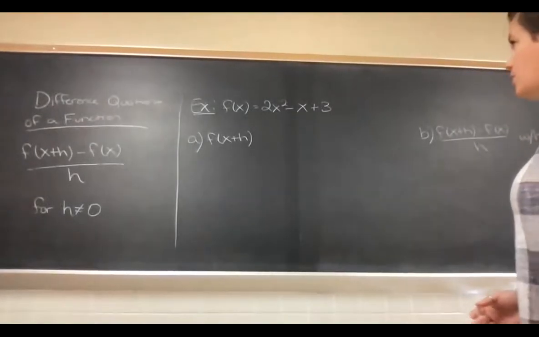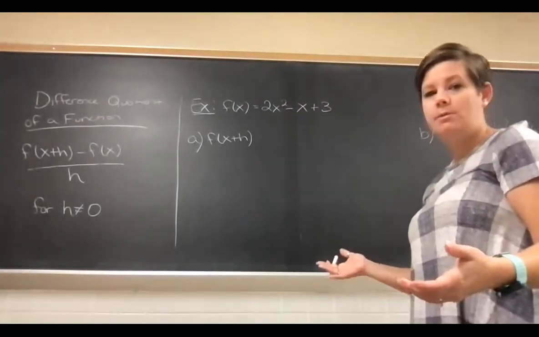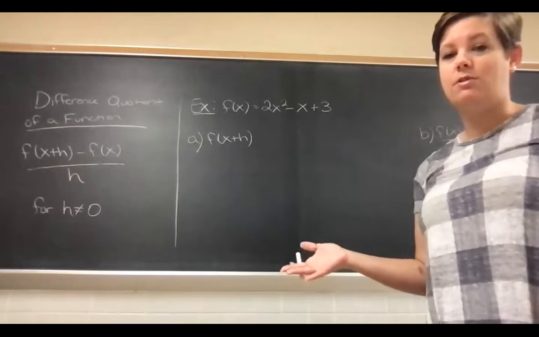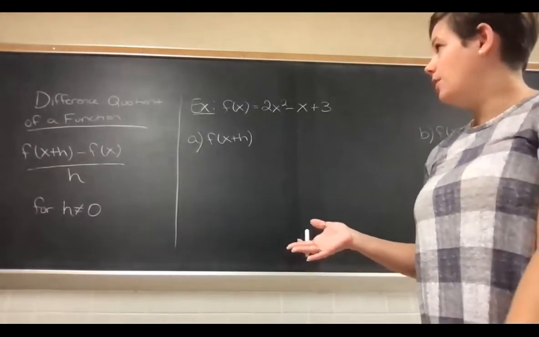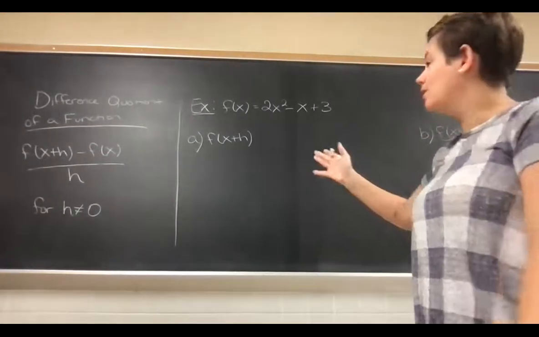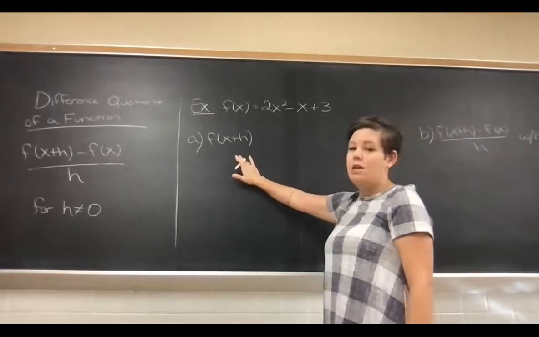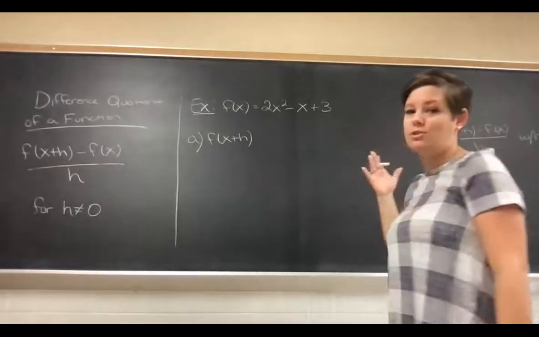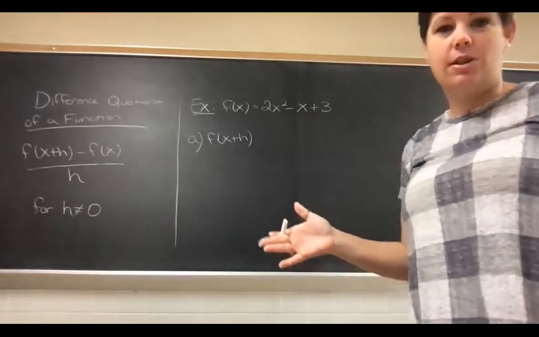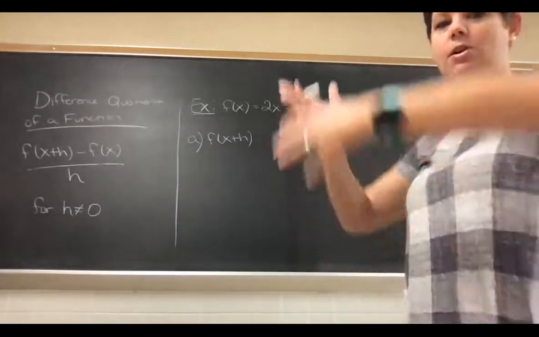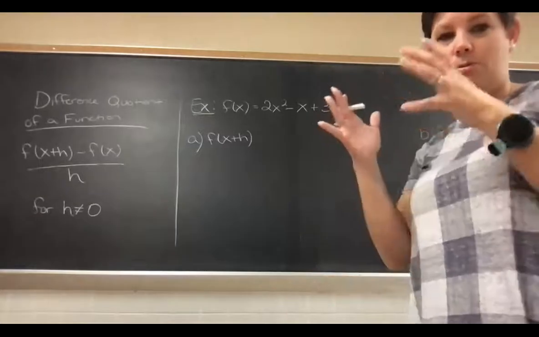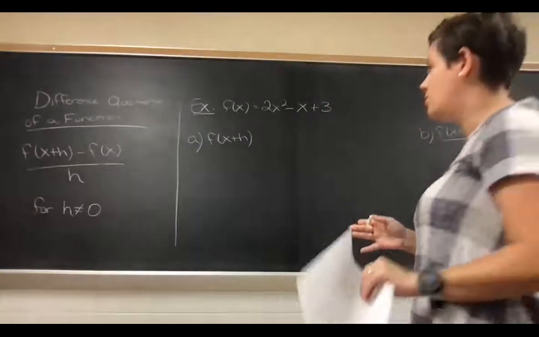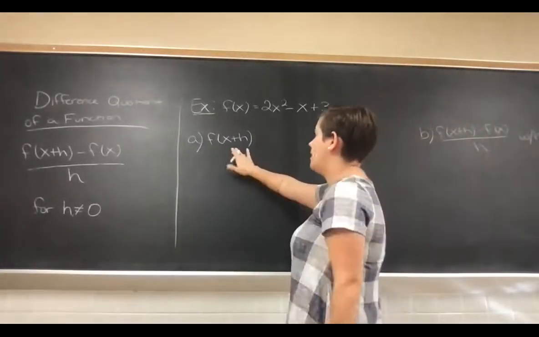So generally, if you have a problem where it's wanting you to use the difference quotient of a function, they're going to give it to you in multiple steps. They're going to ask you to find f of x plus h first, and then they're going to ask you for the actual difference quotient. That's just so that you can see the math, like it's not all one big conglomeration. You can do the math in pieces.